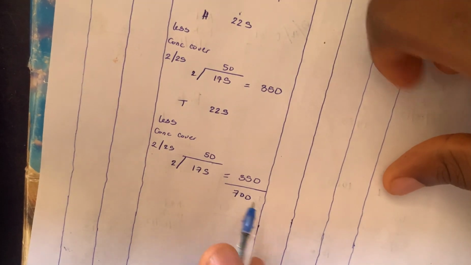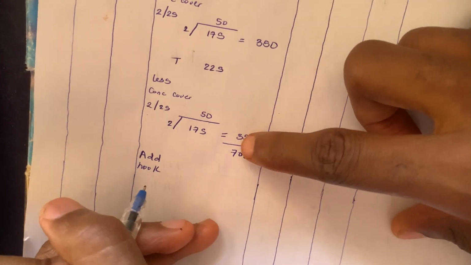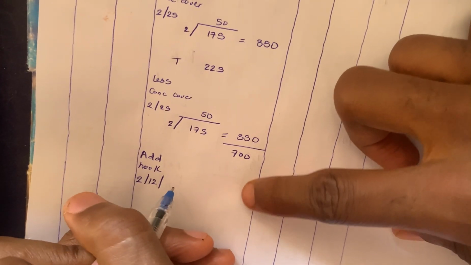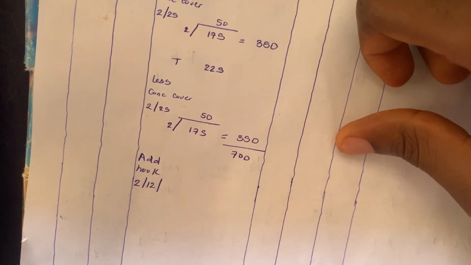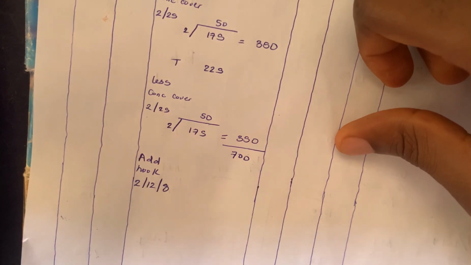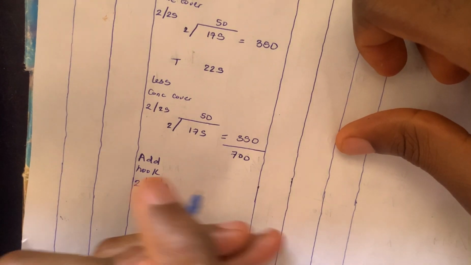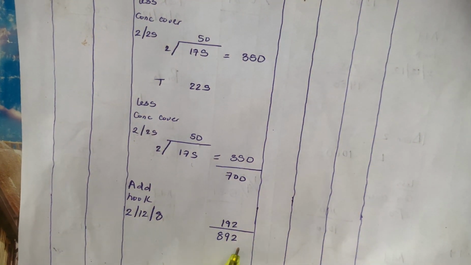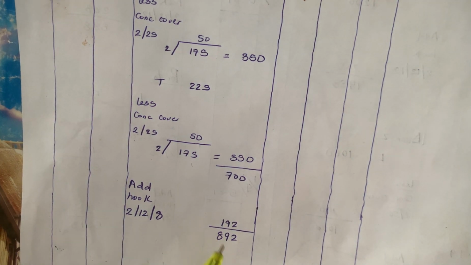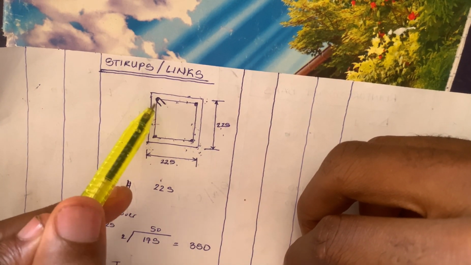So now after we've gotten this, we're going to add our hook. And I told you the formula for calculating the hook is 2 by 12 by the thickness of the reinforcement. Now in the links, the thickness of the reinforcement used is usually 8 mm thick reinforcement. Don't forget that 8 mm. So instead of using 12 here, you are going to be using 8. So 2 times 12 times 8 will give me 192. So when you add these two together, you get 892. Now this 892 is the length of this stirrup, including the hook.